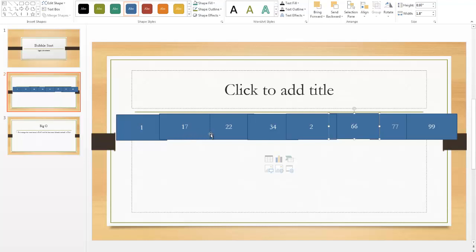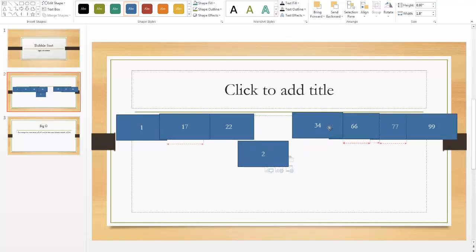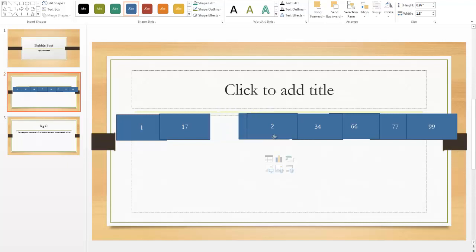1 and 17 are in order, 17 and 22 are in order, 22 and 34 are in order, 34 and 2 are not in order, so I'm going to swap these. And then again, 34 is in the right position, so I run the algorithm again. 1 and 17 are in order, 17 and 22 are in order, but 22 and 2 are not in order, so I swap these again. As you can see, this gets kind of tedious because all we need to do is bring the 2 down.